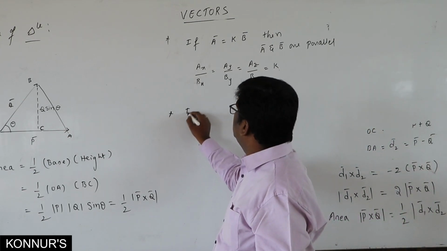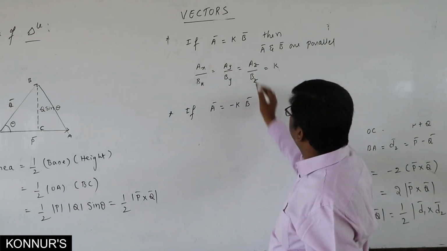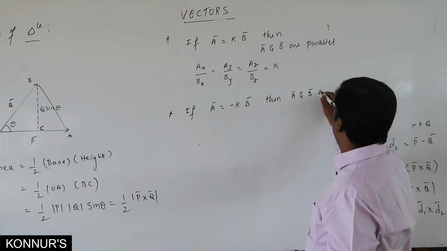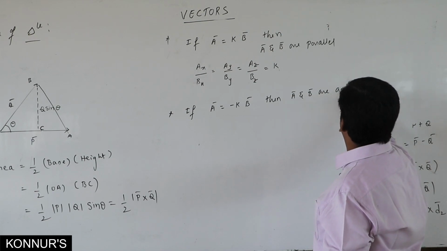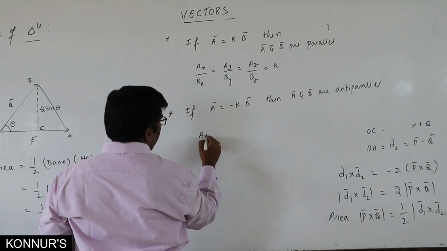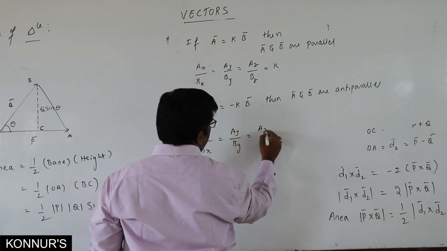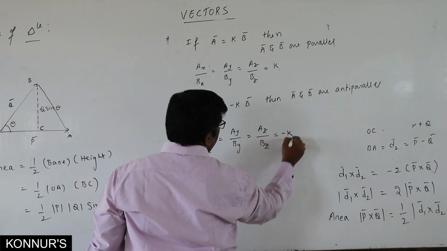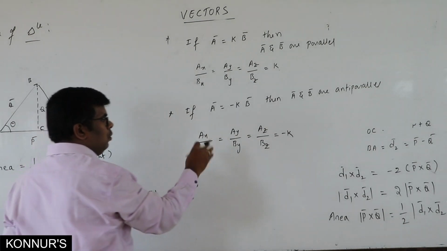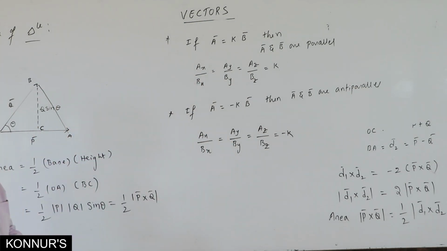If A bar is equal to minus k B bar, then they are anti-parallel. Then A bar and B bar are anti-parallel. We can write a similar ratio, but here we get minus k: AX by BX is equal to AY by BY is equal to AZ by BZ, which is equal to minus k. So if they give parallel or anti-parallel with an unknown and ask you to find it, by using these ratios you are able to find it.